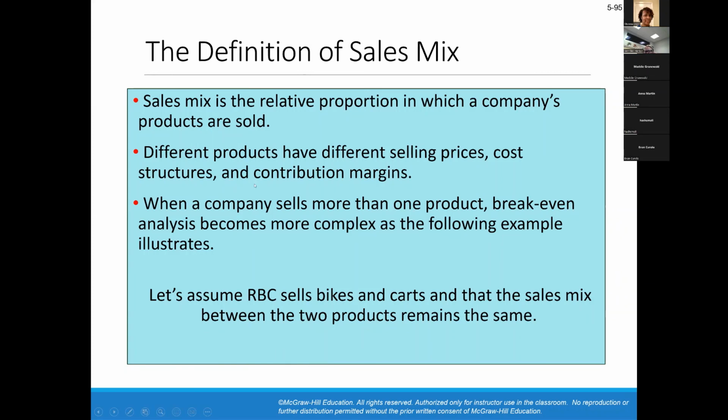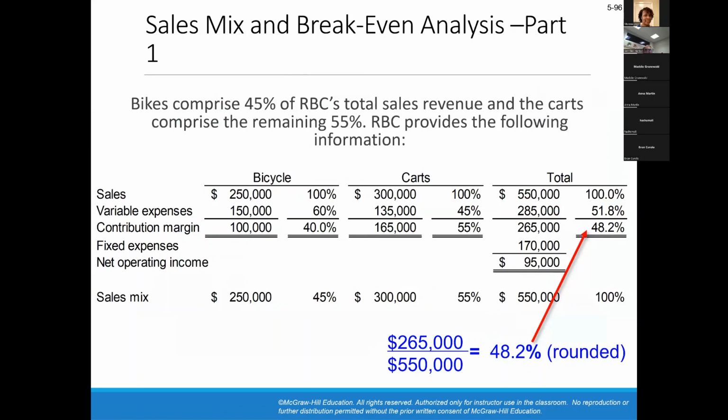So when a company sells more than one product, the break-even analysis is a little bit more complex. You may want to add it together and look at it. We're going to look at an example with the bikes again, but we're going to add carts to it to look at the sales mix and see how we're going to figure out our contribution margin and our mix, and how we're going to break everything out. Okay, so we have our bicycle. This is the same, we had the 500 units in sales.